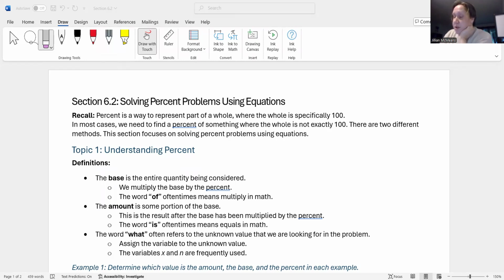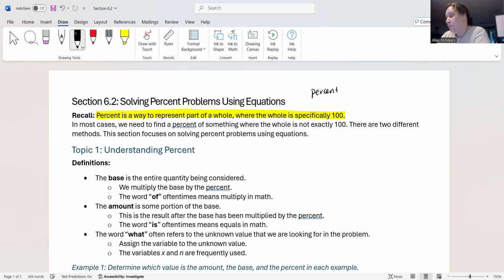All right. Now we do need to remind ourselves from the previous worksheet that percent is a way to represent part of the whole where the whole is specifically 100. Okay. In fact, we defined percent as parts per 100. So percent means parts per 100.